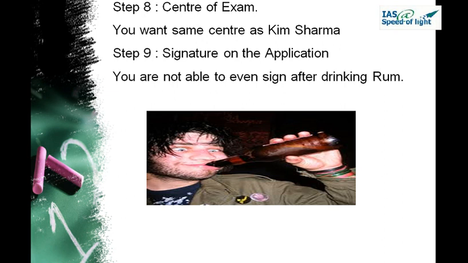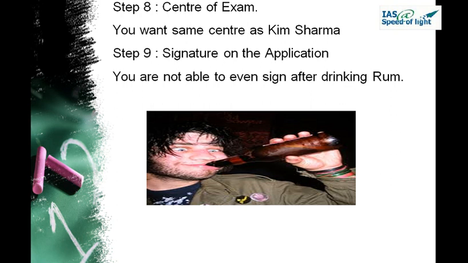So the examination center, we are linking it with Kim Sharma, or Kim Sharma in our mind is already the picture of Sikkim. Okay, going to the next step now, that is the signature on the application form. Finally, after filling in all this information, your name, your father's name, your address, your mobile number, your examination center, the final thing is you have to sign it.